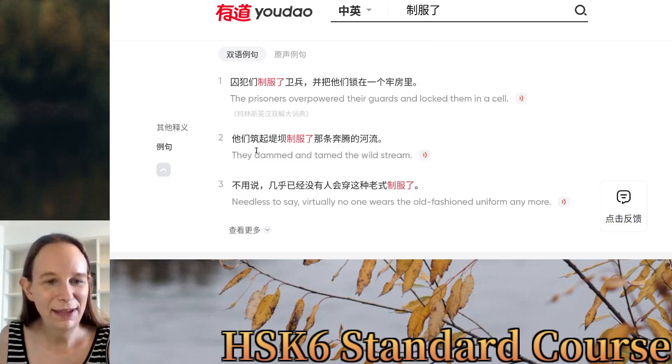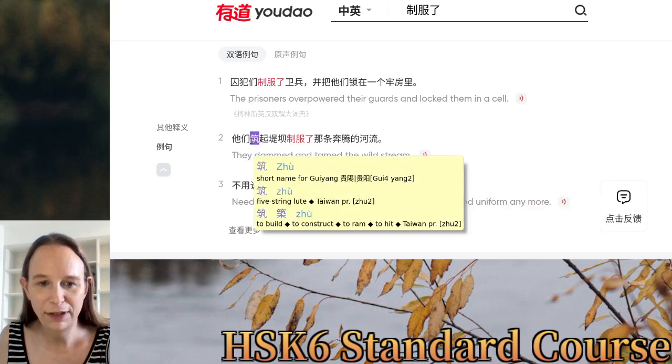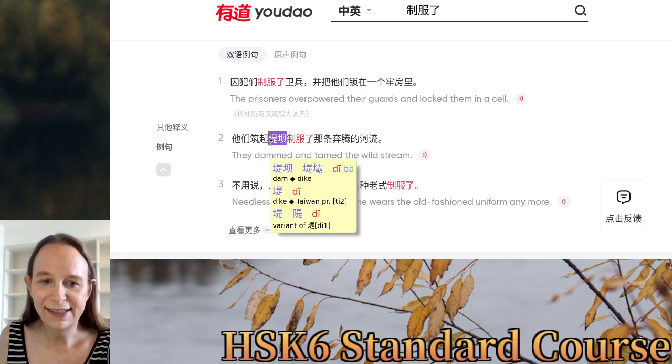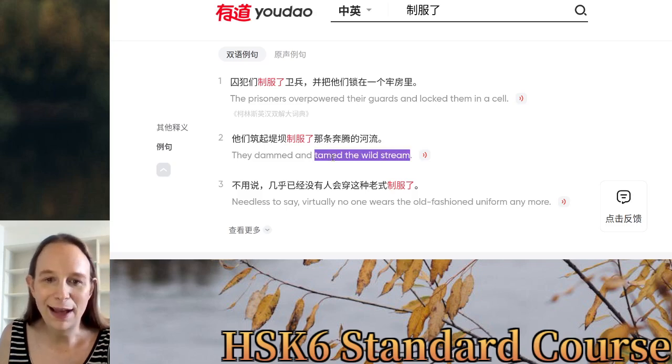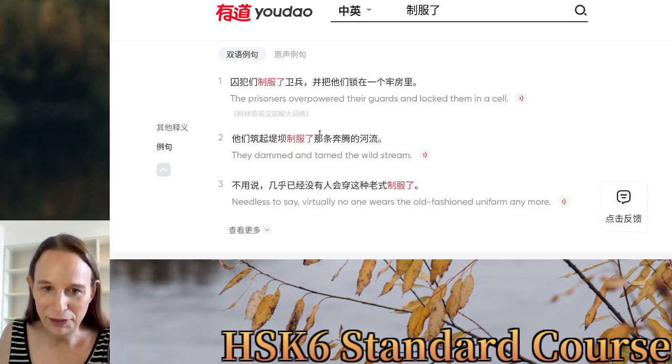Yeah. 他们筑起堤坝. 筑起堤坝. I didn't know 筑 could be used as a verb. And there it is, as a verb. Maybe I'd use 修. I don't know. 堤坝 is a dam, keeping water behind. So the dam 制服了那条奔腾的河流. Yeah, the wild stream. So the dam subdued the wild stream or river.